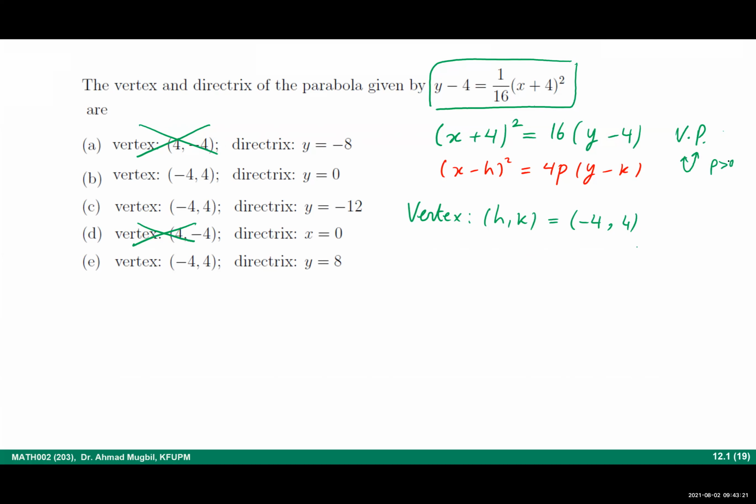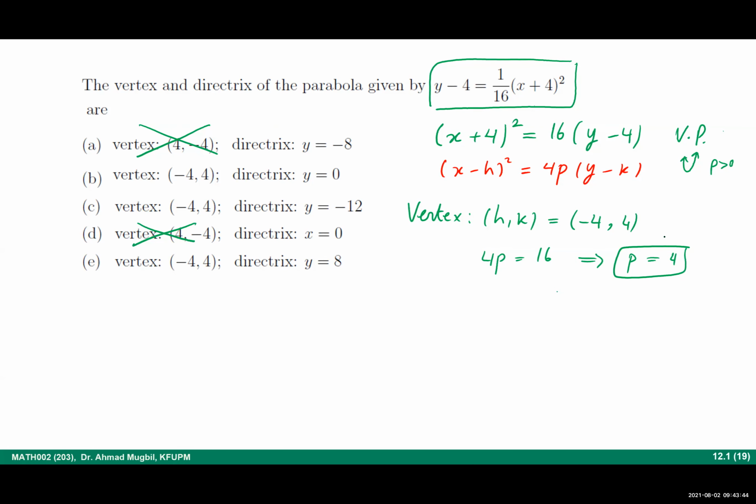Good. Now you can find p. 4p equals 16, so this means that p equals 4. How do you know that it is positive or negative, ya Faisal? p here is positive, clearly, since 16 is positive.